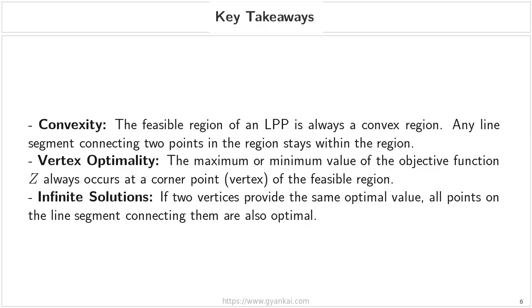Finally, keep in mind the possibility of infinite solutions. While we usually find a single optimal corner point, don't be surprised if you encounter a case where 2 adjacent vertices yield the exact same optimal value for z. If that happens, it means the entire line segment connecting those 2 vertices is also optimal, giving you infinitely many solutions along that edge. Keep these 3 points in mind, as they form the theoretical foundation for everything you will do in optimization.